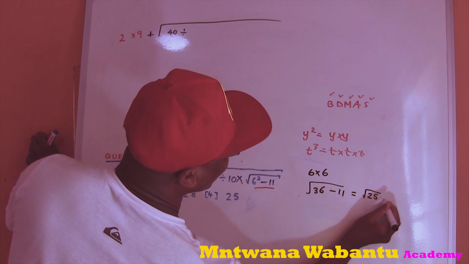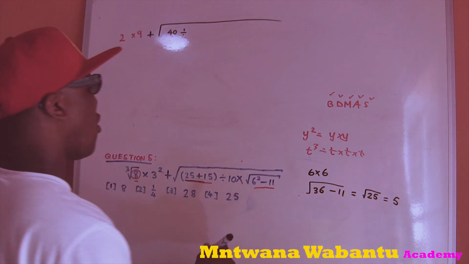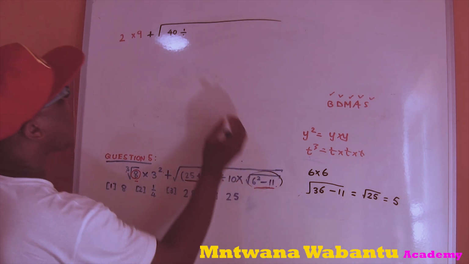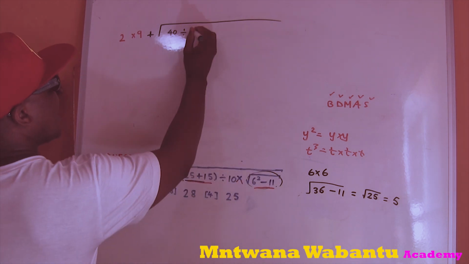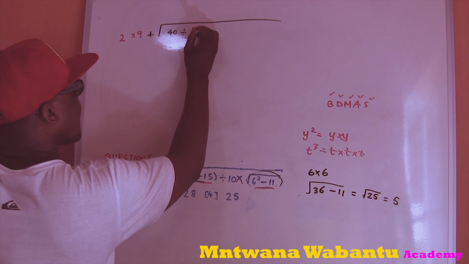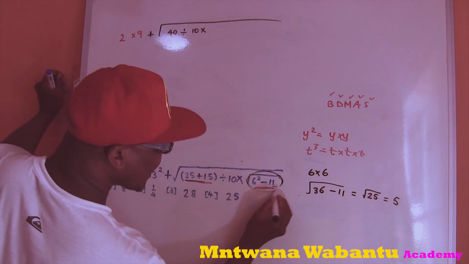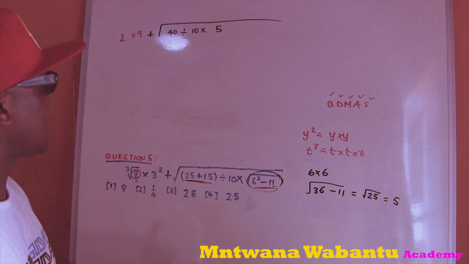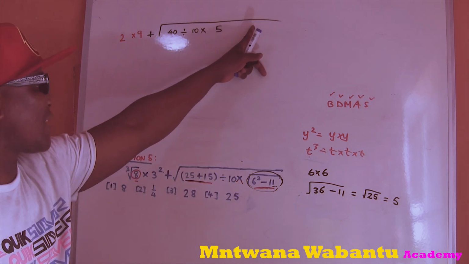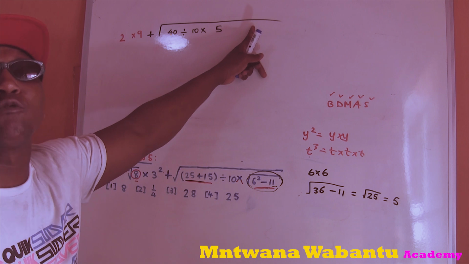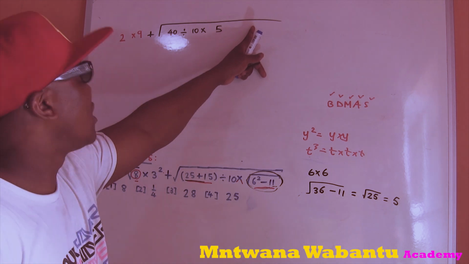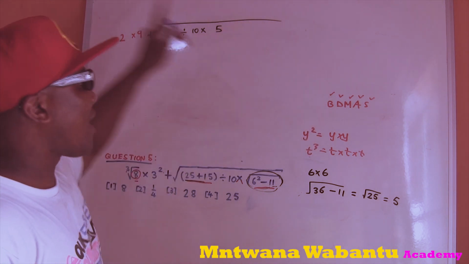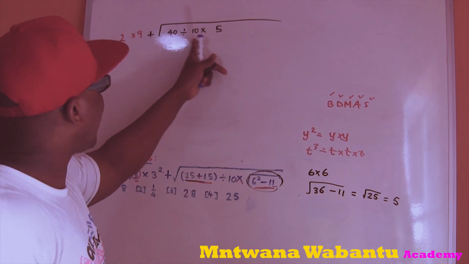But the square root of 25 equal to 5. So all this stuff here equal to 5. Okay, so it's going to be divide by 10 times all this stuff, which gives us 5. Okay, so now the next thing is BODMAS. So let me deal with this. I still have an outer root. Okay, brackets are gone. Division. Oh yeah, I have division.